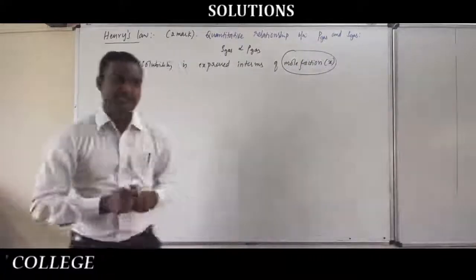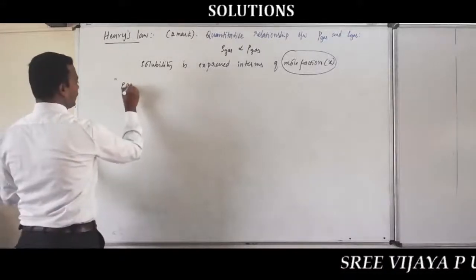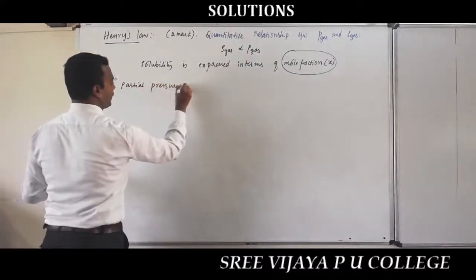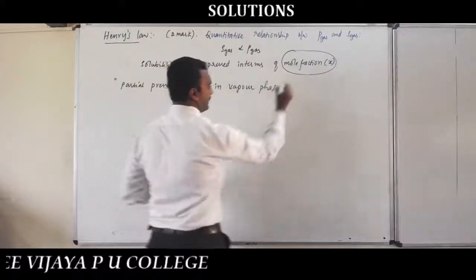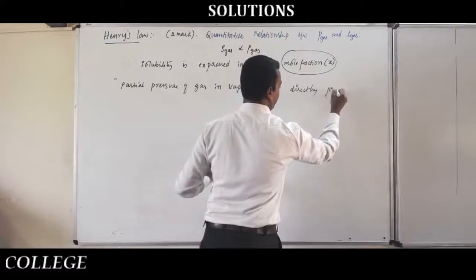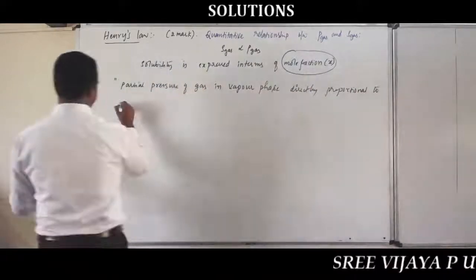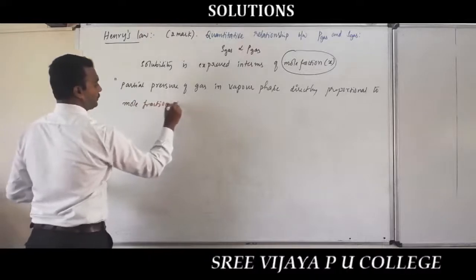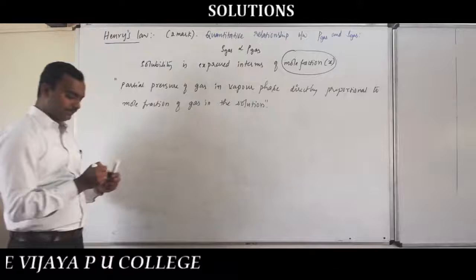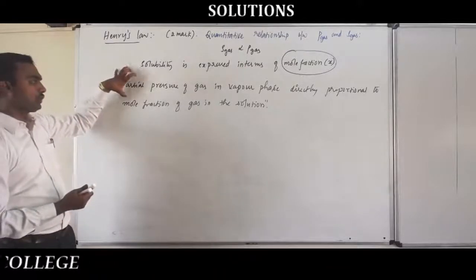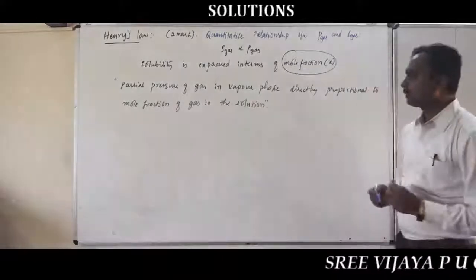So based on that, the commonly used form of Henry's law statement, which is very, very important for 1 mark or 2 marks, is: partial pressure of gas in vapor phase is directly proportional to mole fraction of the gas in the solution. This is a very, very important step in this law. So the statement is partial pressure of gas in vapor phase is directly proportional to mole fraction of the gas in solution.